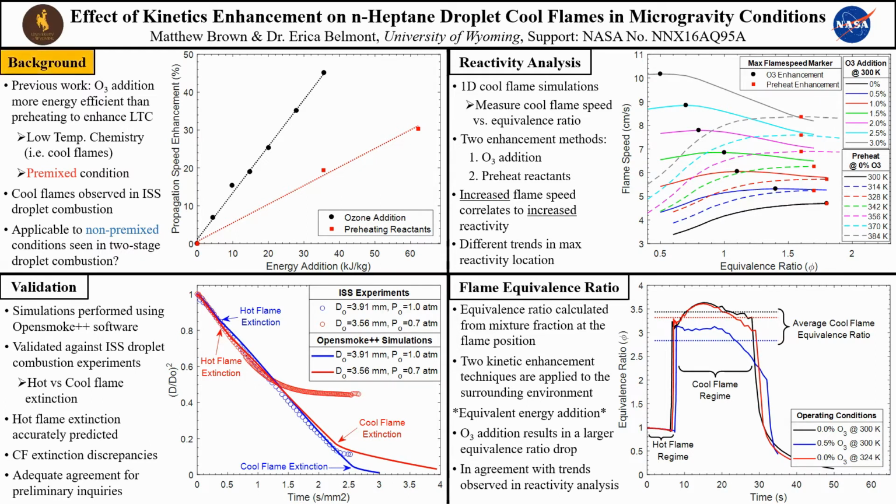Starting in the top left corner, this study is motivated by previous work which investigated different kinetic enhancement methods that could be used to enhance low-temperature chemistry critical to the stabilization of low-temperature combustion, otherwise known as cool flames. It was found that under premix operating conditions, ozone addition is a more energy-efficient method at enhancing low-temperature chemistry when compared to simply preheating the reactants. This concept can be seen in the figure provided.